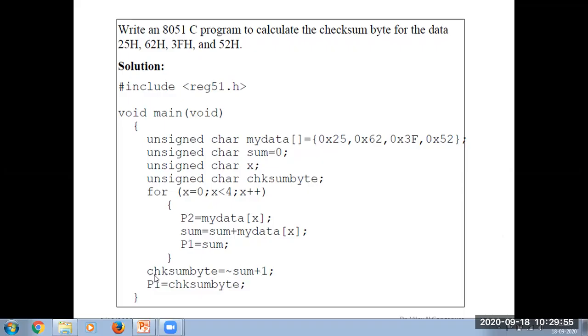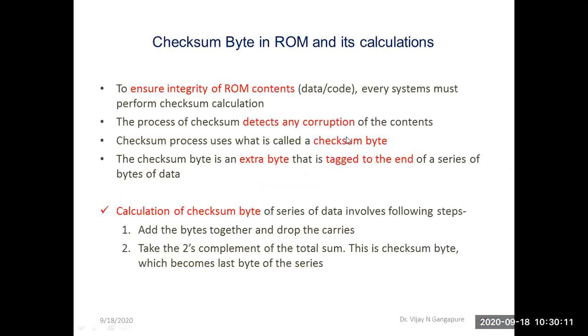Okay, so here checksum byte is equal to tilde sum plus 1. What are we actually doing here? To calculate the checksum byte after the addition of all the series of data, we have to take its 2's complement. So these are the 2 steps to calculate the checksum byte: first we add all the bytes, and then we take its 2's complement.